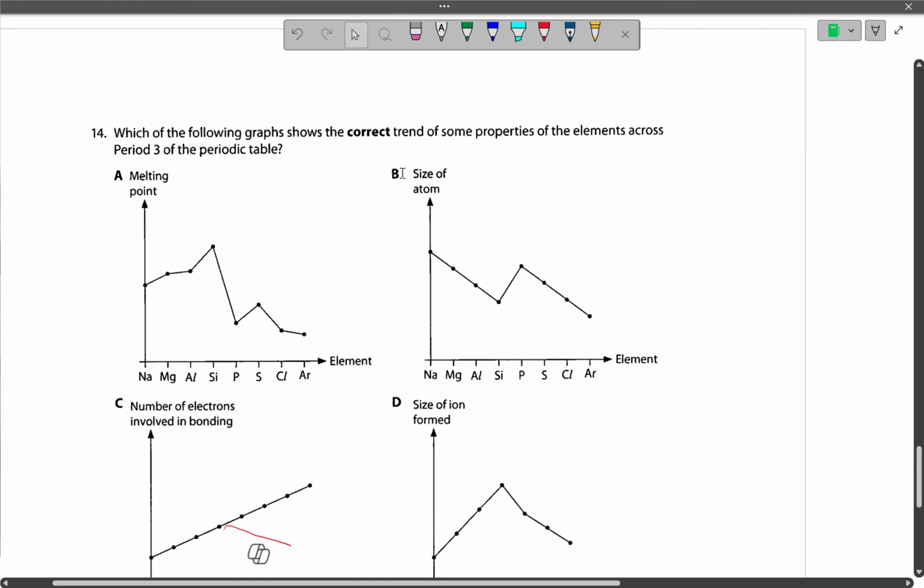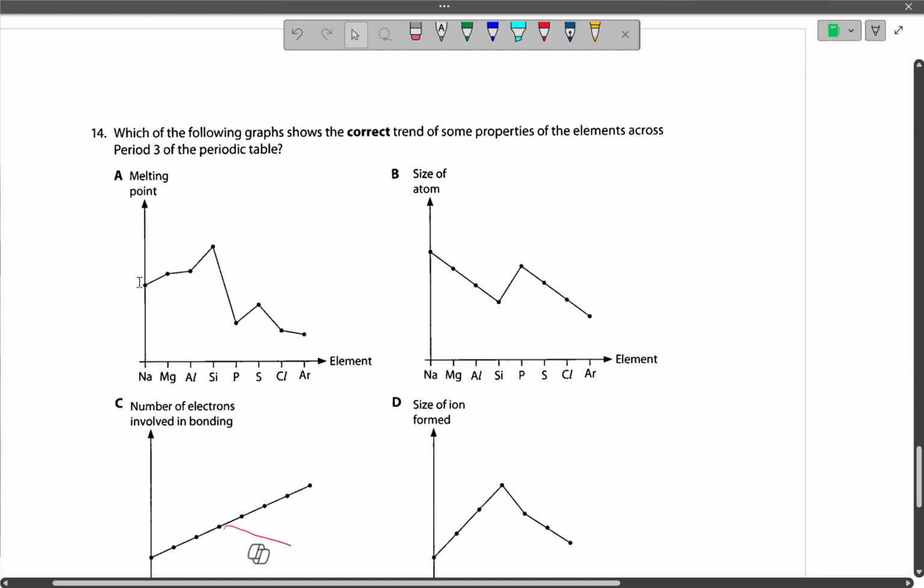Size of atom. These are all in the same period, all 3 shells. The nuclear charge increases across the period. Having the same number of shells and increasing nuclear charge, it should go in a straight line down. It shouldn't go up and down.